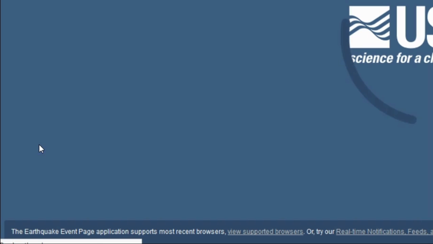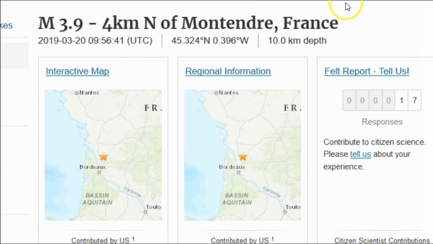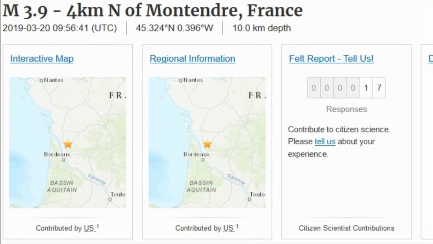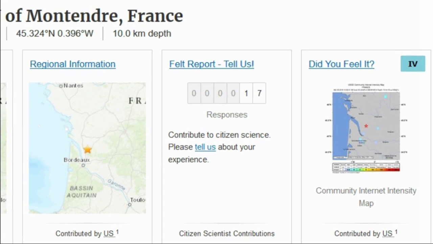So let's click on the event page for the magnitude 3.9 in France, supposedly at 10 kilometers in depth. Again, USGS does not operate over here. They do report earthquakes throughout the world, but they do not operate in the European Union, in that area. 17 people reported feeling it. If this was in the United States, I bet many more people would have reported it. Very strange location. Let's look at the location that it struck.